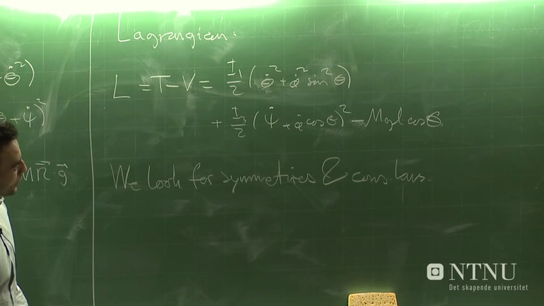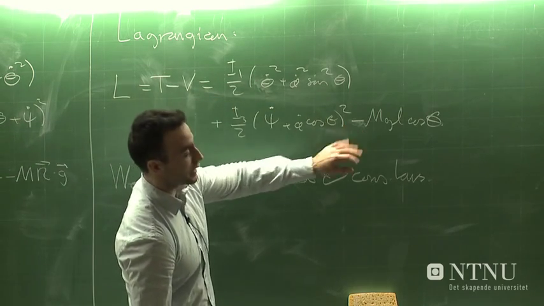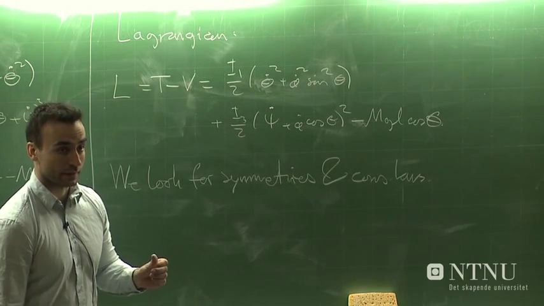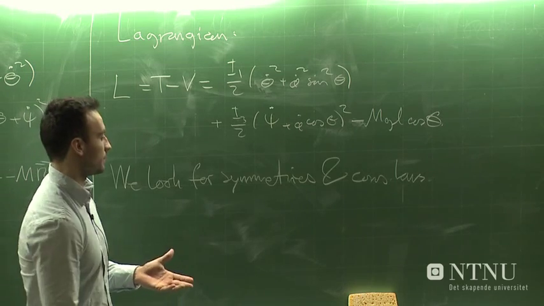Well, I can see at least two cyclic coordinates. Which are they? Psi and phi. Yep, psi and phi. The Lagrangian depends on theta, but it's independent of psi and phi. It only depends on the time derivatives of phi and psi.